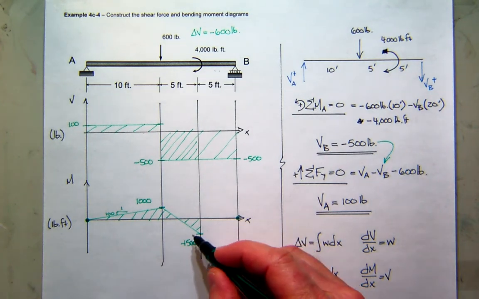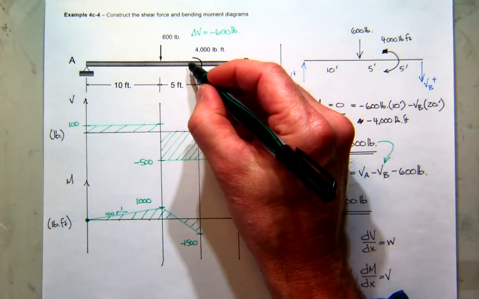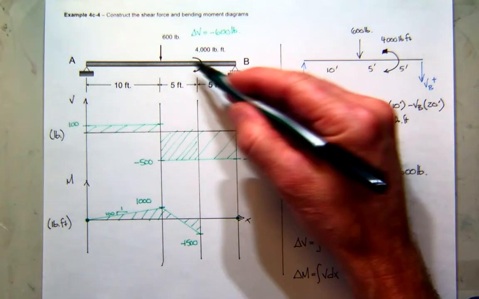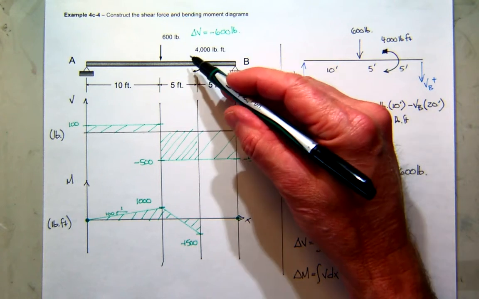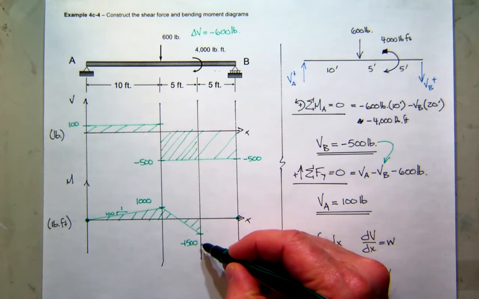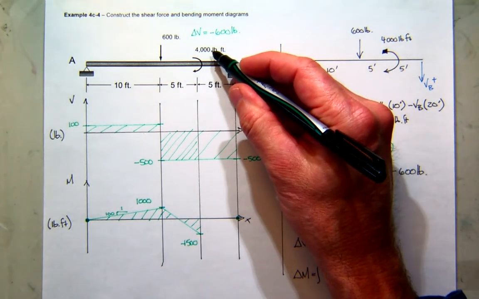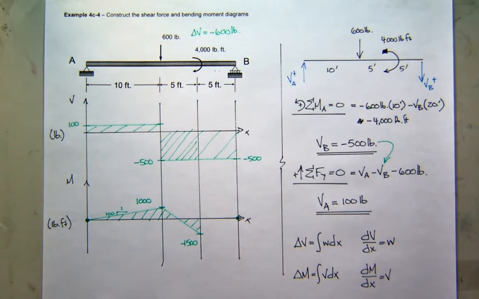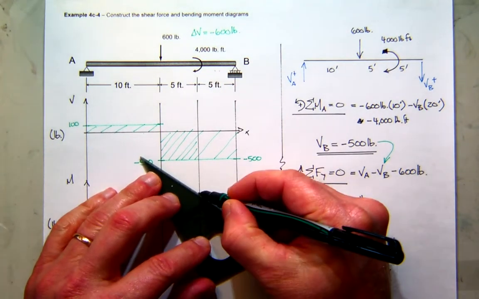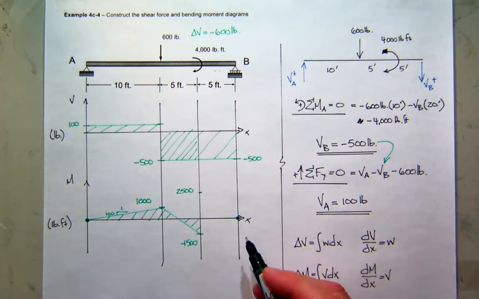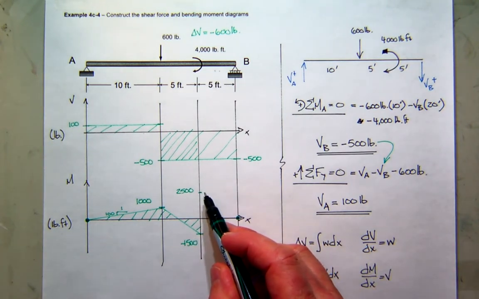Now, as I go from the left side to the right side and I pass underneath the applied moment, the moment diagram is going to jump 4,000. Okay? If you have a clockwise moment, the jump is positive. So negative 1,500 plus 4,000 is what? Positive 2,500. So now I'm here at positive 2,500 just to the right of the applied moment.